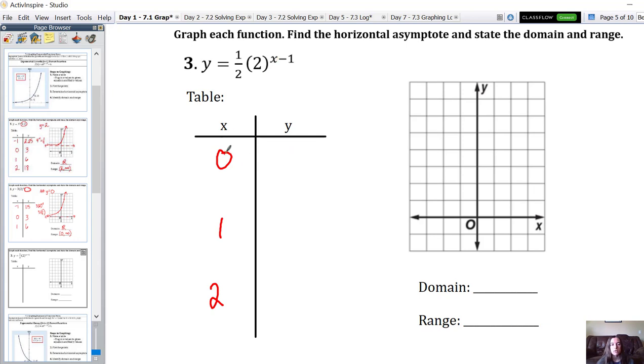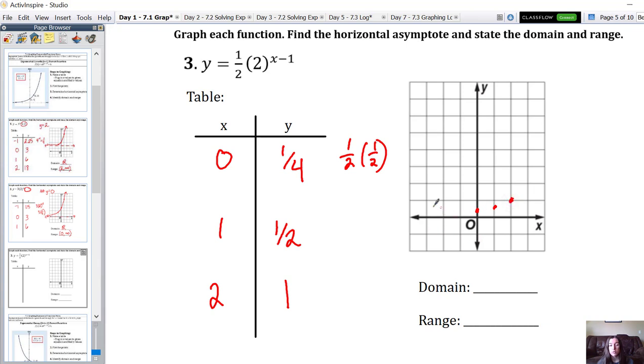So when I substitute 0, I have 0 minus 1, which is -1. 2 to the -1 is 1/2. So I have 1/2 times 1/2, which is 1 over 4. Substituting in 1, 2 to the 1 minus 1, 2 to the 0 is 1, times 1/2 is just 1/2. And then substituting in 2, 2 minus 1 is 1, 2 to the 1 is 2, 1/2 times 2 is 1. So we're going 0 up a tiny little bit, 1 up a tiny little bit more, 2 up exactly 1.